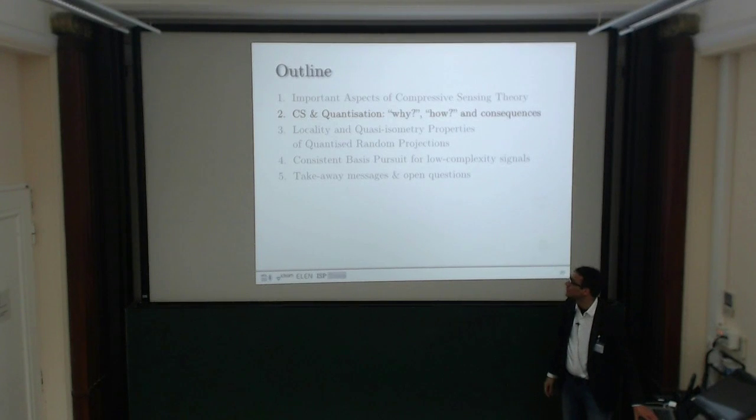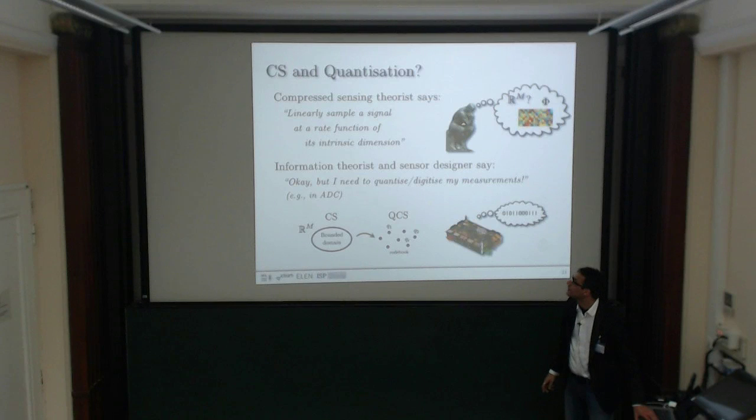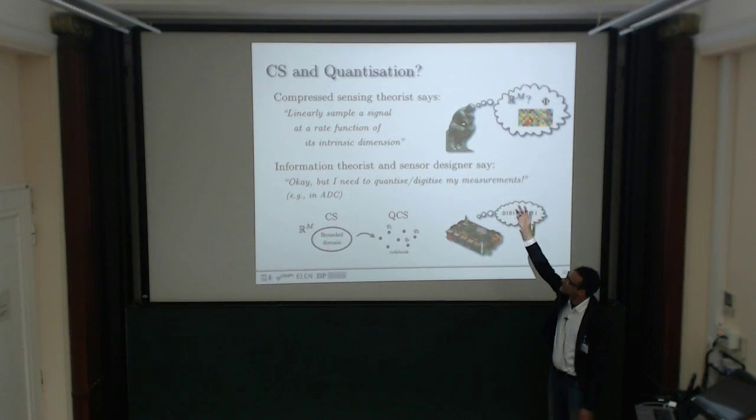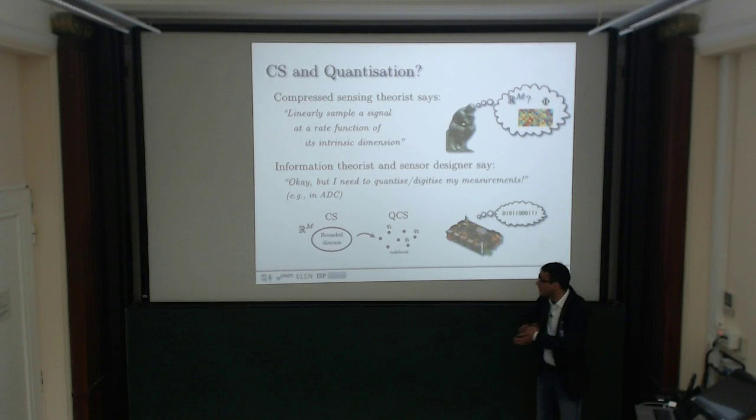Okay, so let's move to quantization. I probably have been a bit slow on the introduction, as you probably are familiar with compressive sensing. Let's go to quantization. So what compressive sensing theory says is you should linearly sample a signal at a rate which is a function of its intrinsic dimension.